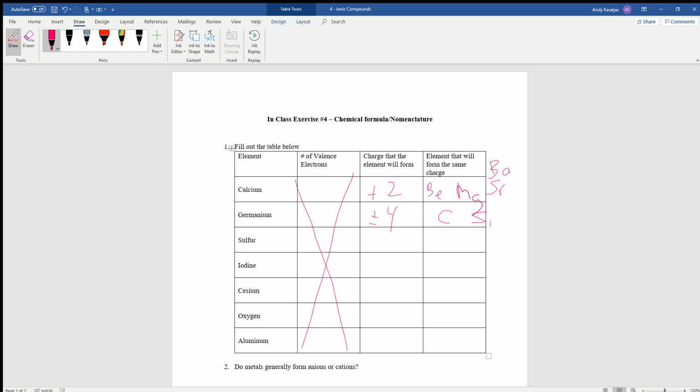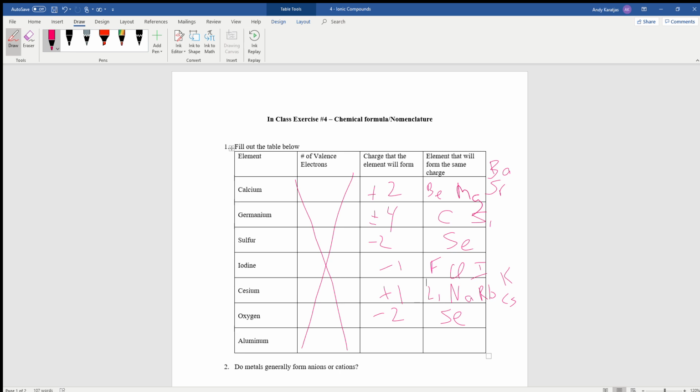Sulfur we find in group 16. Group 16 elements form a -2 charge. That's also where we find oxygen. And selenium would also be in that group. Iodine is a group 17 or a halogen, so just like fluorine, chlorine, or bromine, it forms a -1 charge. Cesium, being in group 1, as an alkali metal, similar to lithium, sodium, rubidium, potassium, will form a +1 charge.